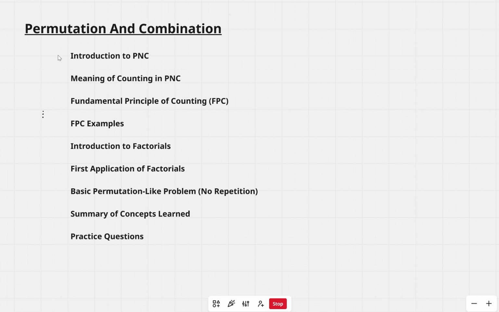So today we are going to start with a new chapter, a new topic: permutation and combination. I'll use the short form PNC for this. Most students think PNC is difficult, it's not. The real problem is they try to memorize formulas without understanding the basic logic. Today, I'll break PNC down from the absolute foundation. If you understand today's video, every future topic becomes easy. So this is the base video for permutation and combination.